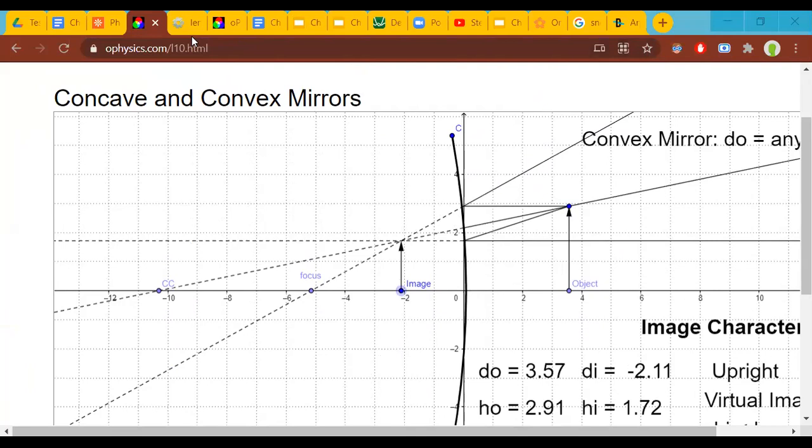Why is it not letting me? Here it is. Okay, we can manipulate a few things here.